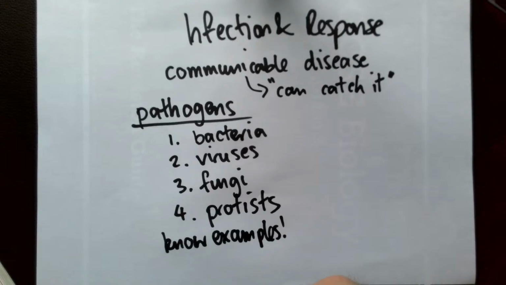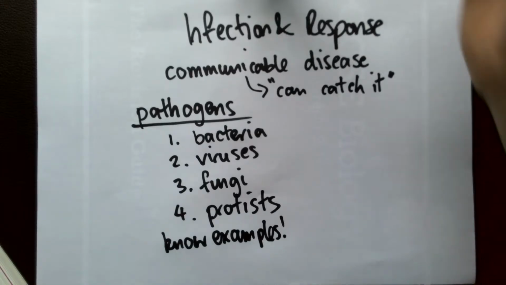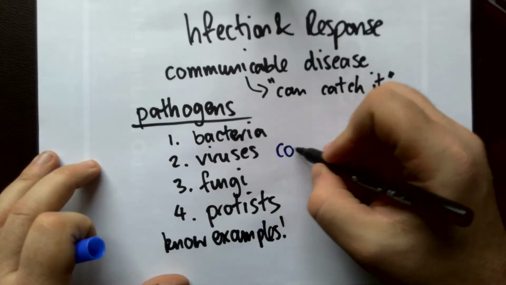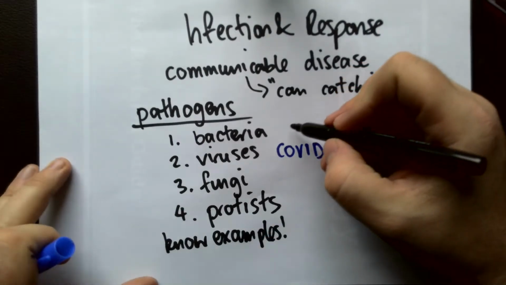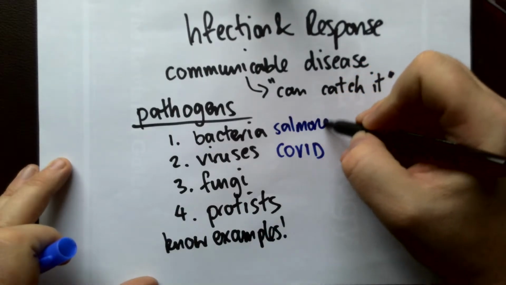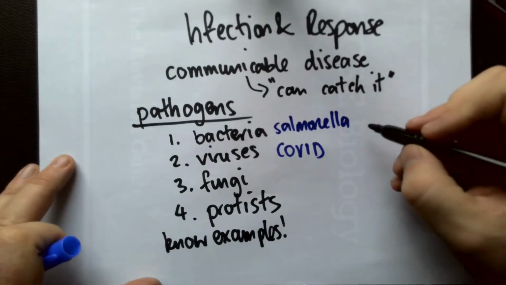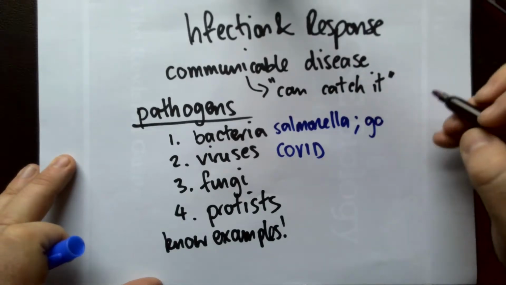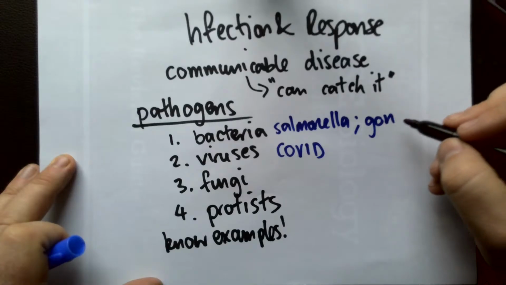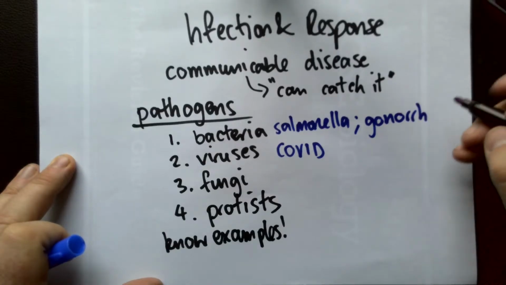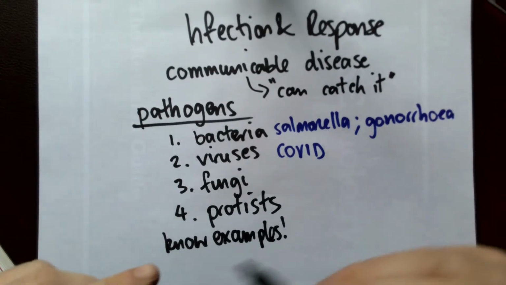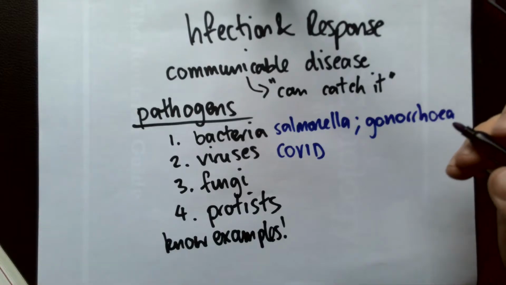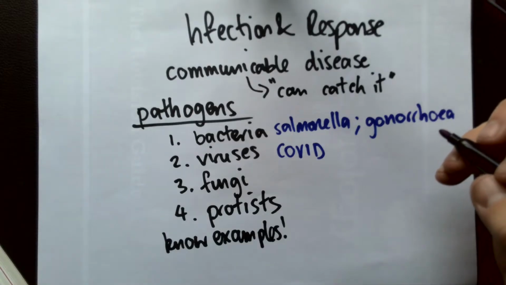My go-to one, now what's interesting is when this GCSE first came into being, this was not a thing, but it's a valid answer now: COVID. In terms of bacterial infection, we could have salmonella, which is food poisoning, and we could also have this one here. Let me get my spelling correct. It's a trickier one to spell. Gonorrhoea. That's an STD. And salmonella is food poisoning.